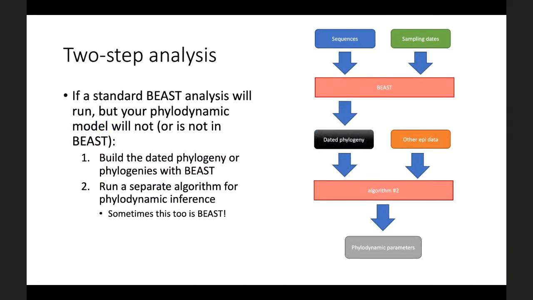For a 2-step analysis, that tends to happen if you can run a fairly standard BEAST analysis and get a time tree or a set of time trees, but your phylodynamic model you can't get to work. So the procedure there is to build a dated phylogeny or phylogenies with BEAST. You take your sequences and sampling dates and get a dated phylogeny, but then you have a separate algorithm to do the phylodynamics. Sometimes that's BEAST. BEAST can sometimes do things in 2 stages where it struggles in 1. Sometimes you'll use it to get a set of trees, fix those trees, and then use that to infer the model you're looking at. It's important to realize that BEAST is not just a program to draw trees.